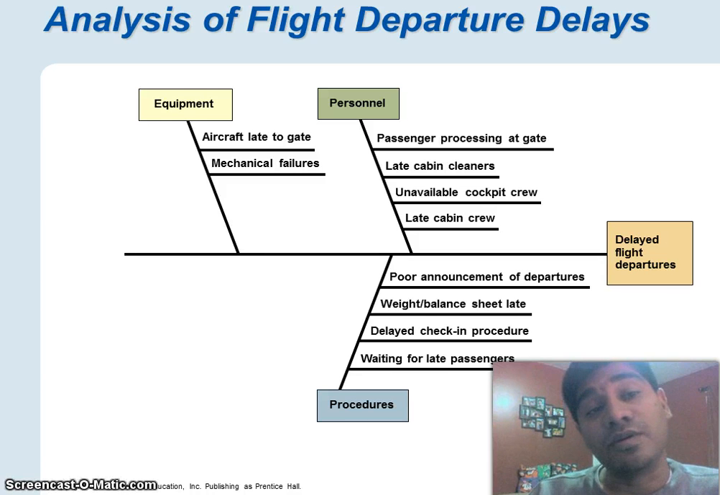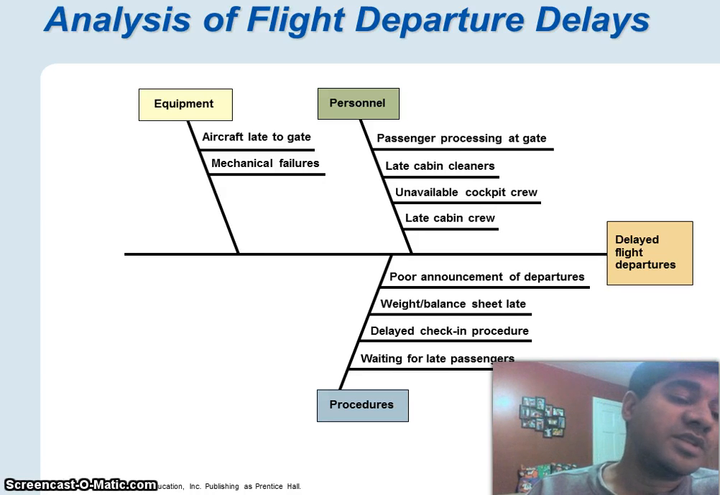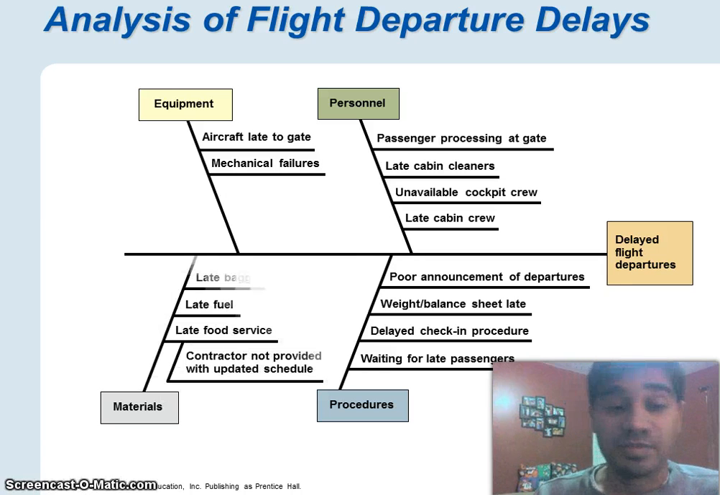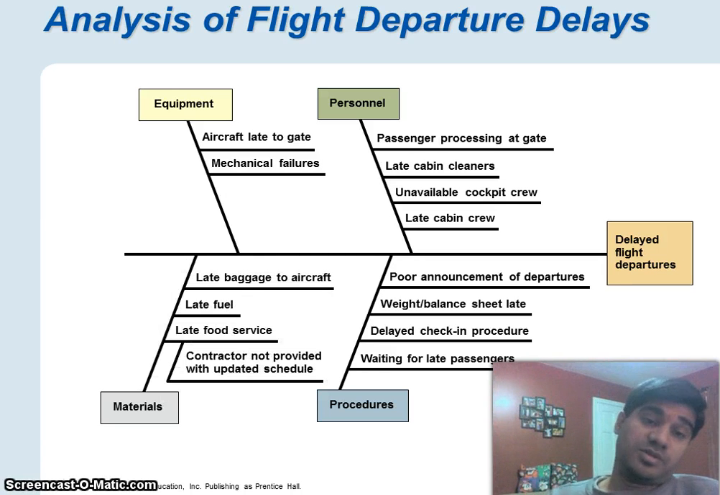Sometimes you get confusion on which gate the actual flight is leaving from, and many times I've seen a flight that was supposed to leave at one gate leave at a different gate. So all the passengers were confused on which gate to go to. So that's a problem. You can have materials problems. You can have late baggage to the aircraft. One flight came in and the luggage wasn't unloaded in time, and then it didn't make it to the aircraft on time. So that's a problem.